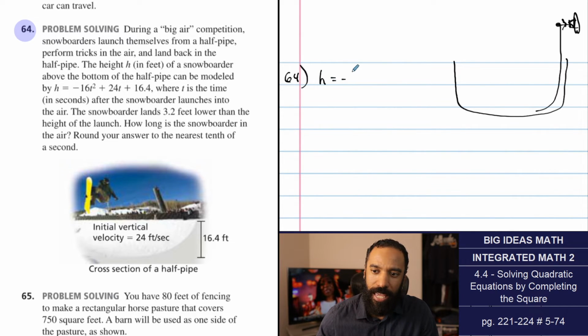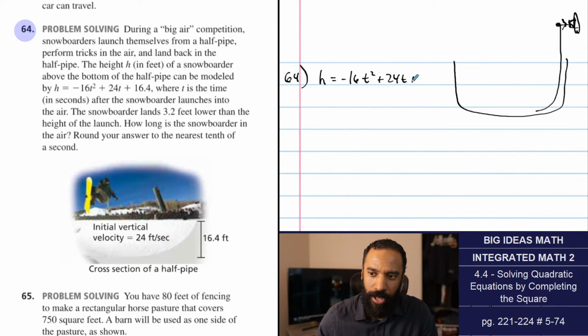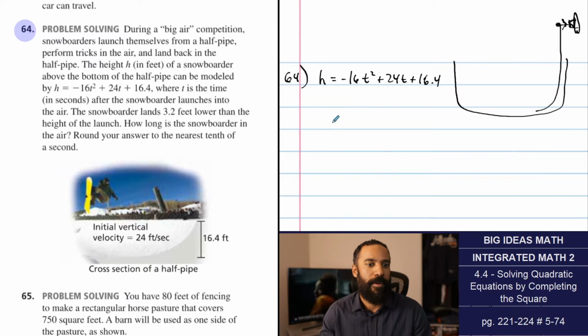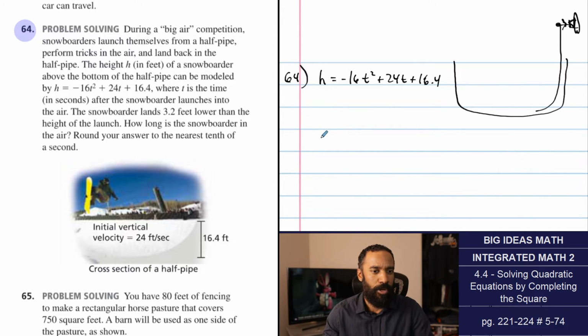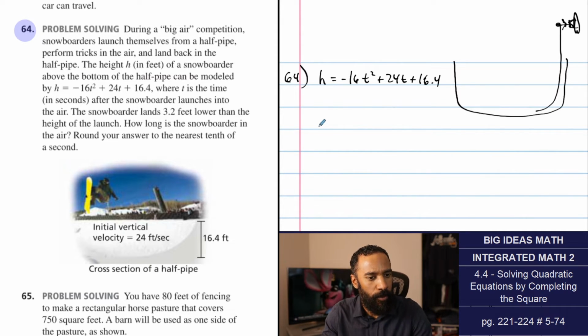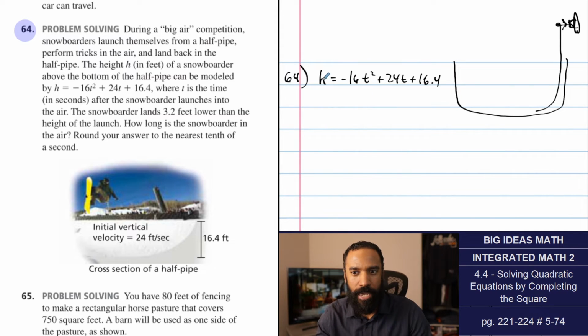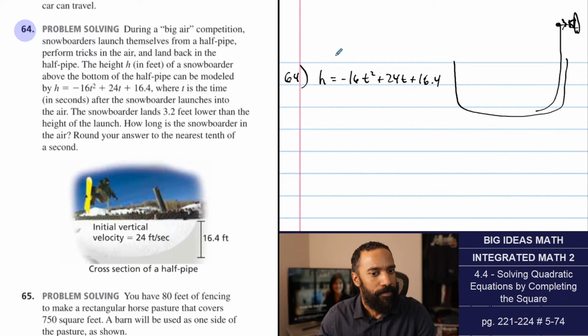H equals negative 16t squared plus 24t plus 16.4. T is the time after the snowboarder launches into the air. The snowboarder lands 3.2 feet lower than the height of the launch. How long is the snowboarder in the air? So I'm guessing I just need to substitute 3.2 into here. Round your answer to the nearest tenth.